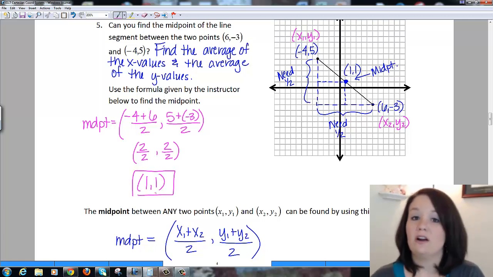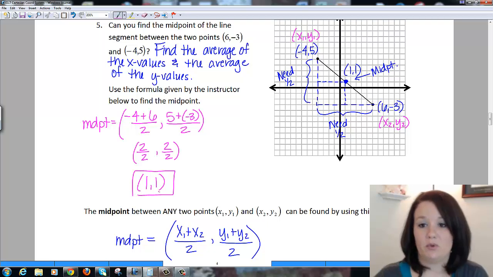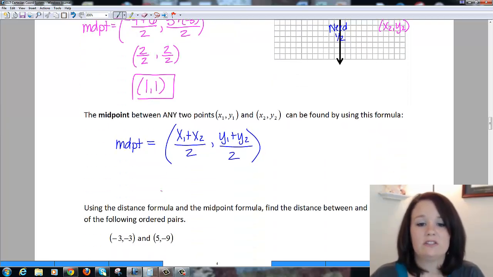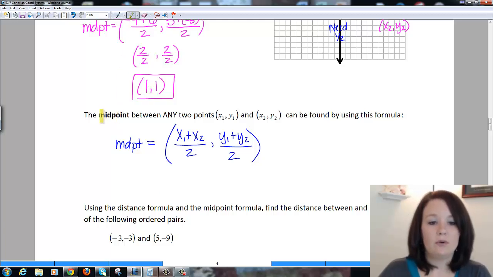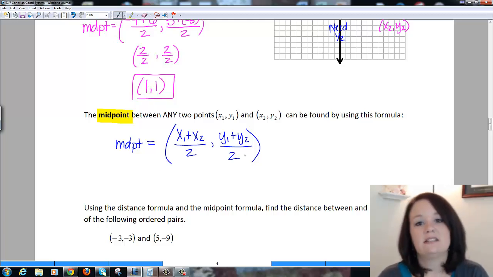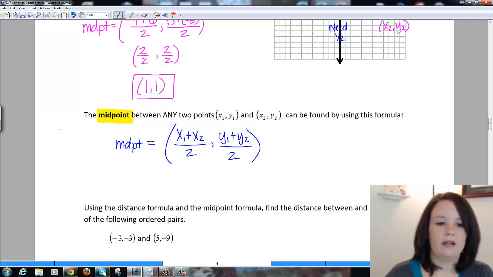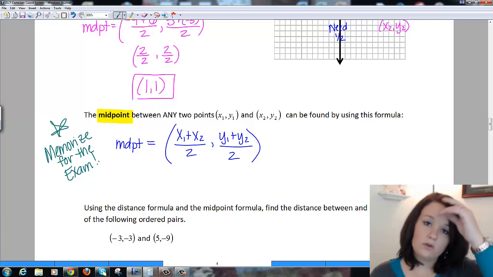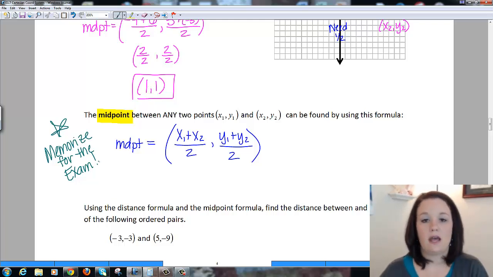Okay, so from here on out, again, we're going to use our midpoint formula so we don't have to draw triangles and take half the distances and stuff. So now anytime we want to find the midpoint between any two points, we just use this formula. Average the x's, average the y's, write it as an ordered pair. Again, this is another thing we want to memorize for the exam. Okay, it won't be given to you, so you're required to have that knowledge.